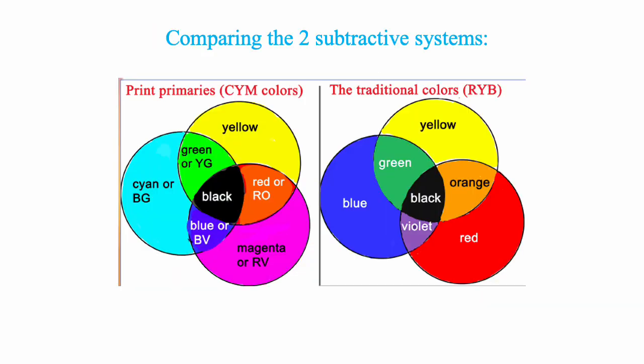The print primaries cyan and magenta are available in dyes and transparent pigments that let some of the white of the paper show through, keeping the colors light and saturated. These colors are more difficult to achieve using opaque pigments. The master painters of the past didn't have access to cyan and magenta paints, so they used the traditional colors instead, whose hues are generally darker and less saturated than with the print system.